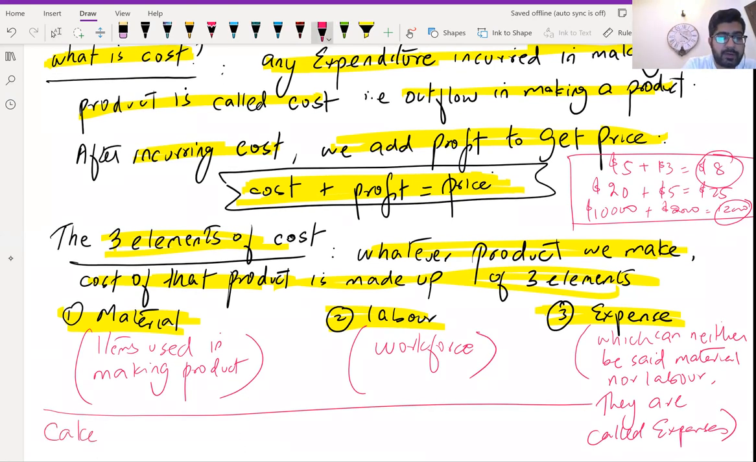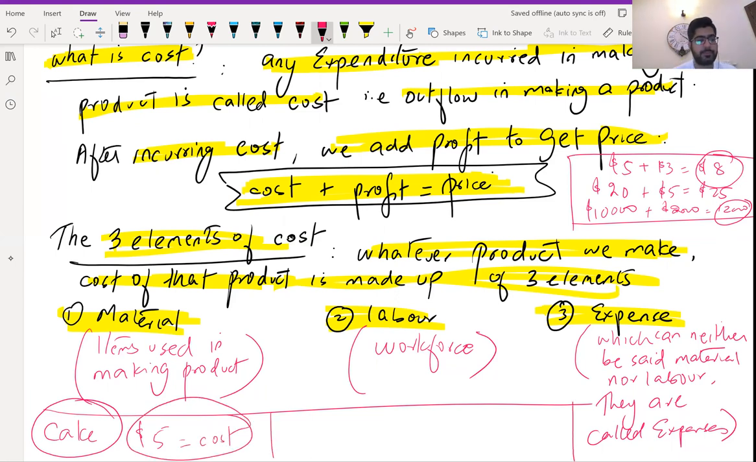Let's suppose a bakery owner is making cake. Obviously, when he makes cake, the cake won't be made for free. It will incur some money. That is cost. Let's suppose the cake was made for $5. The expenditure incurred in making the cake, $5, is the cost.